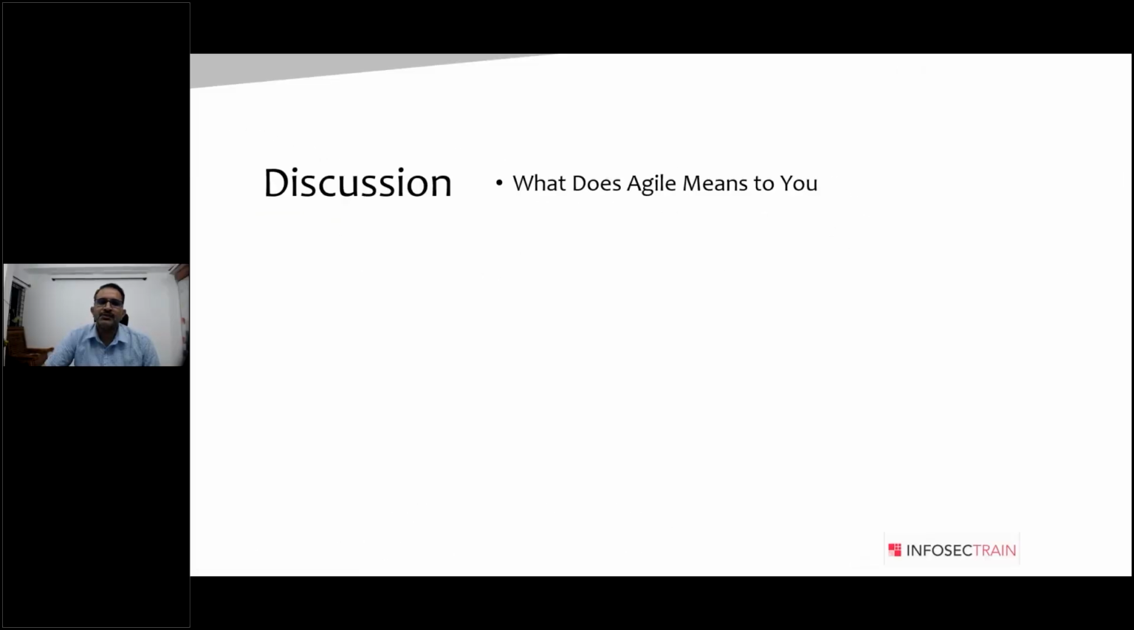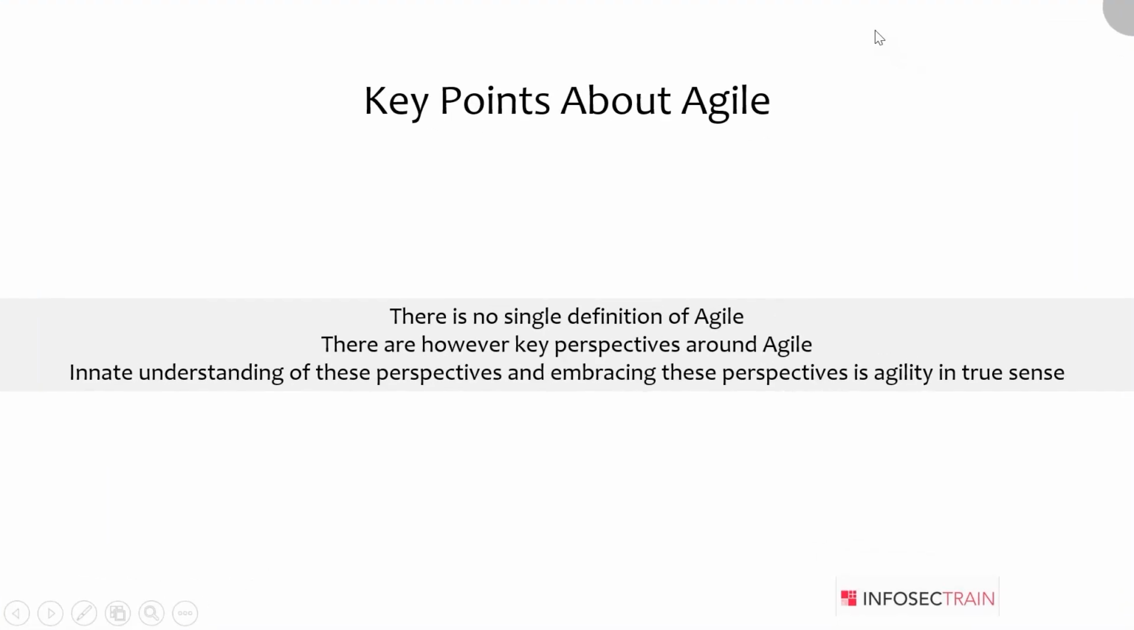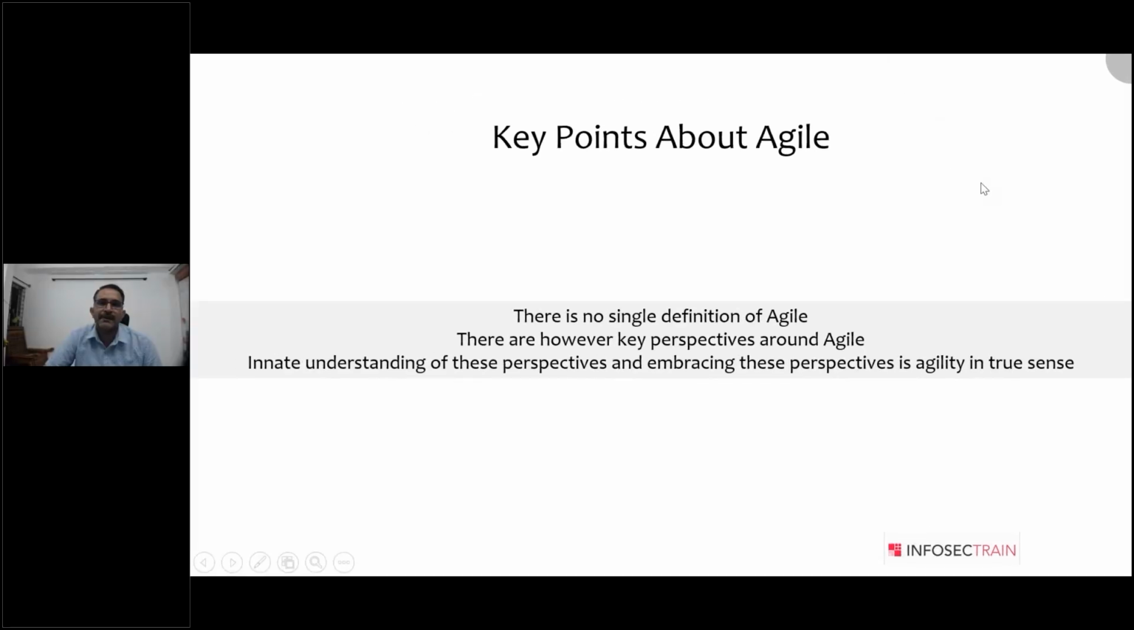If we have to put this into perspective, then we need to understand some key aspects around Agile. There is no single definition of Agile, which is a good part about Agile, and it is also the downside of Agile. However, there are certain perspectives around Agile. Having an innate understanding of these perspectives and embracing them is what agility means in the true sense. So what I'm going to do here is share with you those perspectives: what agile means, and how you can understand, appreciate, and embrace them.